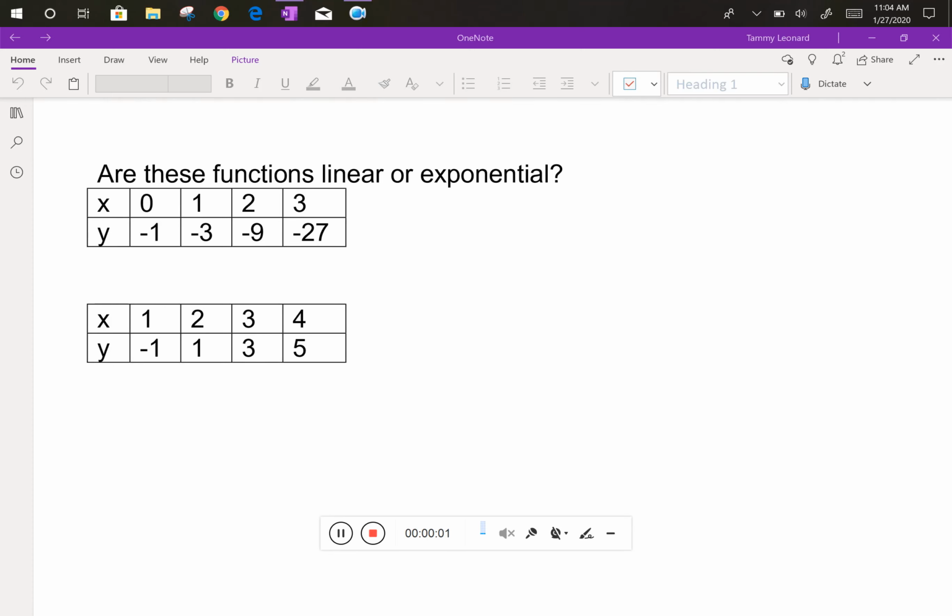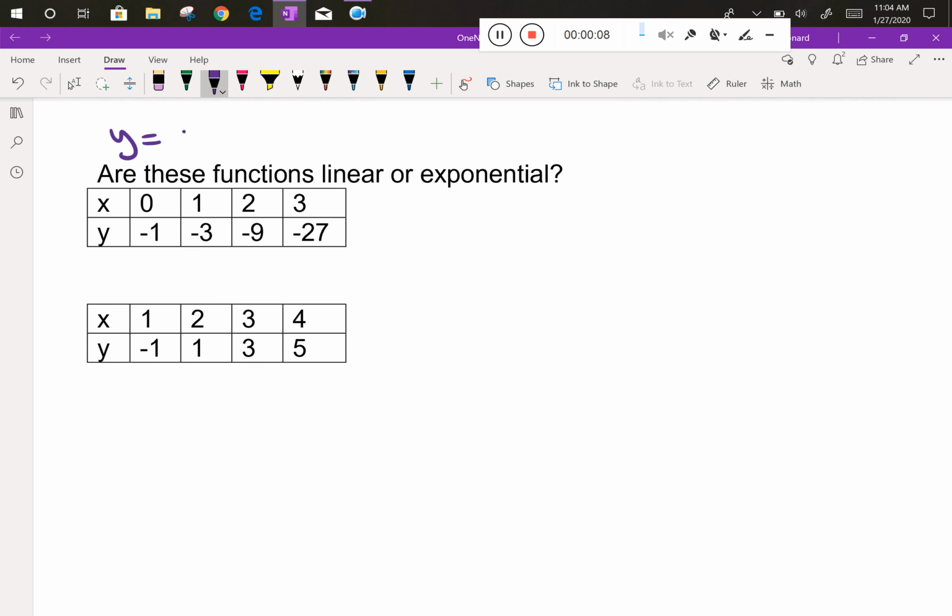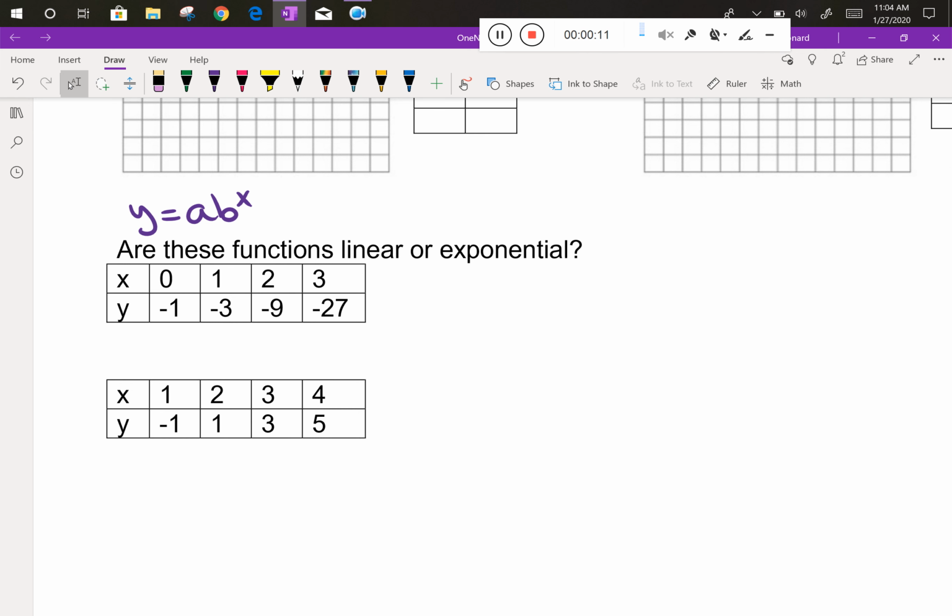Are these functions linear or exponential? In our last class, we talked about the form y equals ab to the x. And we talked about how a was the initial amount and b was the rate of increase or decrease.